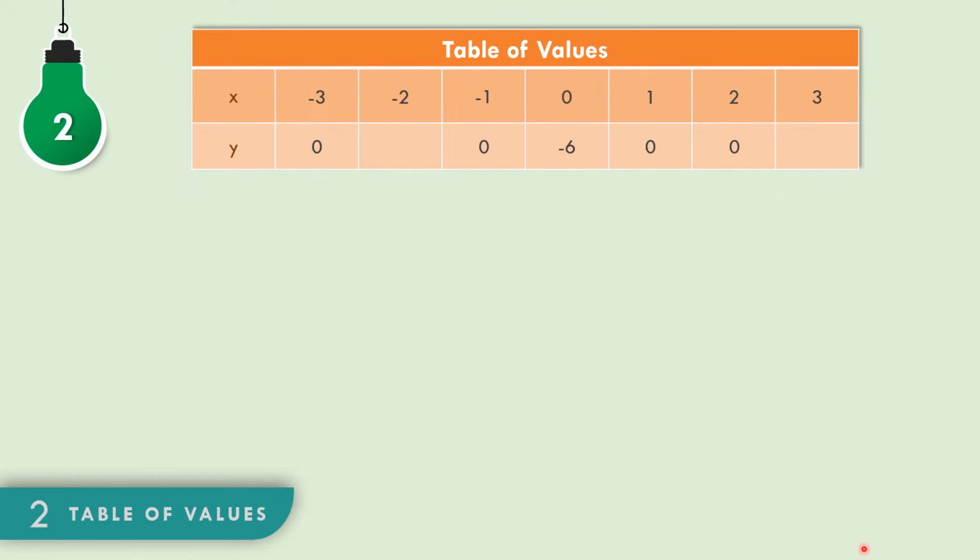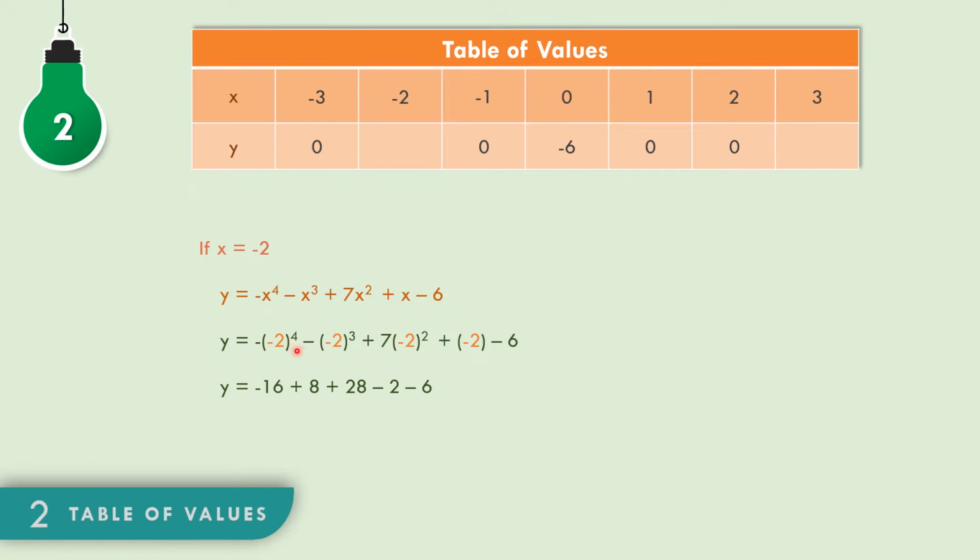So let us solve. If x is equal to negative 2, let us replace the value of x by negative 2 in the given equation. So that becomes negative times negative 2 to the fourth minus negative 2 cubed plus 7 times negative 2 squared plus negative 2 minus 6. So it means negative 2 to the fourth, or negative 2 times negative 2 times negative 2 times negative 2, times negative, is negative 16.